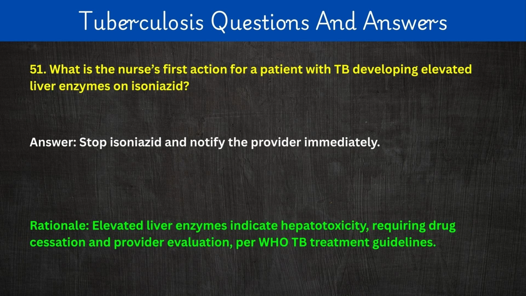51. What is the nurse's first action for a patient with TB developing elevated liver enzymes on isoniazid? Answer: stop isoniazid and notify the provider immediately. Rationale: elevated liver enzymes indicate hepatotoxicity, requiring drug cessation and provider evaluation, per WHO TB treatment guidelines.